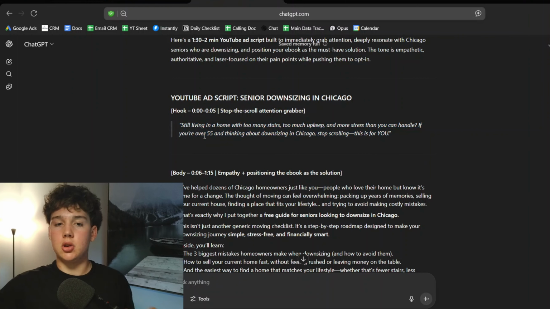Now, I don't think you're able to mention ages, so I would take "over 55" out. I'm not even sure if you can mention seniors as a specific group, because I've never done a downsizing ad before, but it would be something like this. But see how strong it is. It calls out literally exactly who this is for.